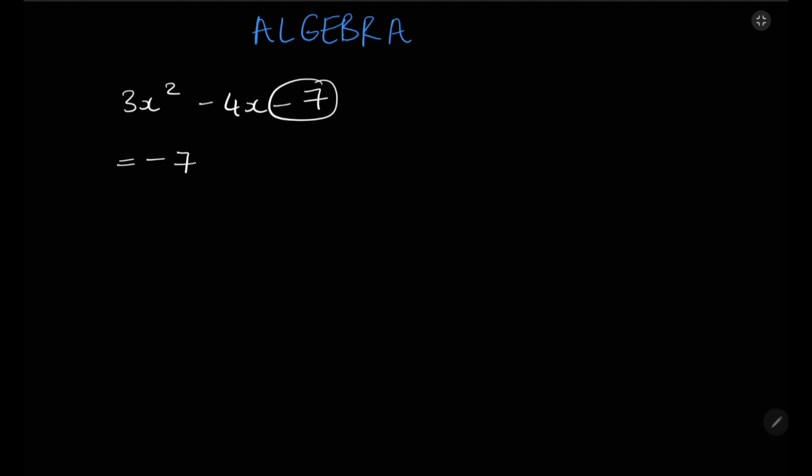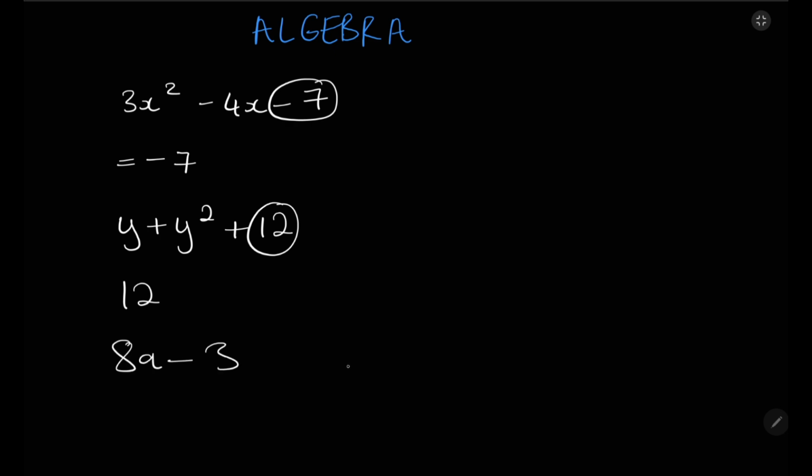Now what if we had, let's say, y plus y to the power 2 plus 12, which is a constant. Your constant is 12. And what if we had 8a minus 3? What is the constant here? Negative 3.